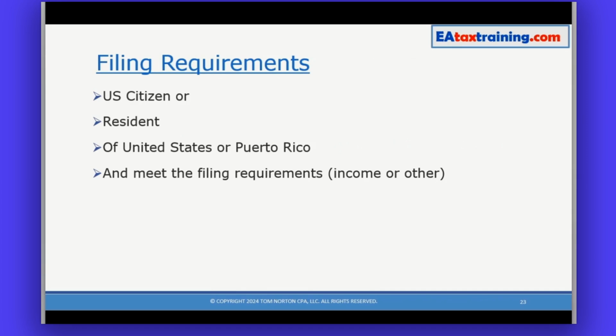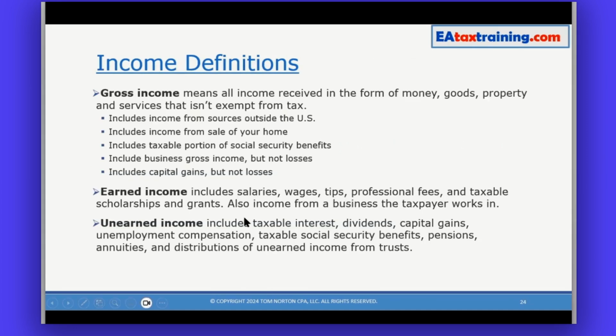So we're going to talk first about those income requirements. And before we do that, we need a couple of definitions. You're going to see these terms, and so you want to at least have a decent idea of what they mean. Gross income means all income received in any form, the form of money, goods, property, or services that is not exempt from tax. So this includes income from sources outside the United States as well as inside. If you sell your home, it includes the proceeds from selling your home. It's the taxable portion of Social Security benefits. It's any business income you've got, but not business losses. And it includes capital gains. That's gains from selling certain types of property, but not losses from those sales. So all of those things are considered gross income.